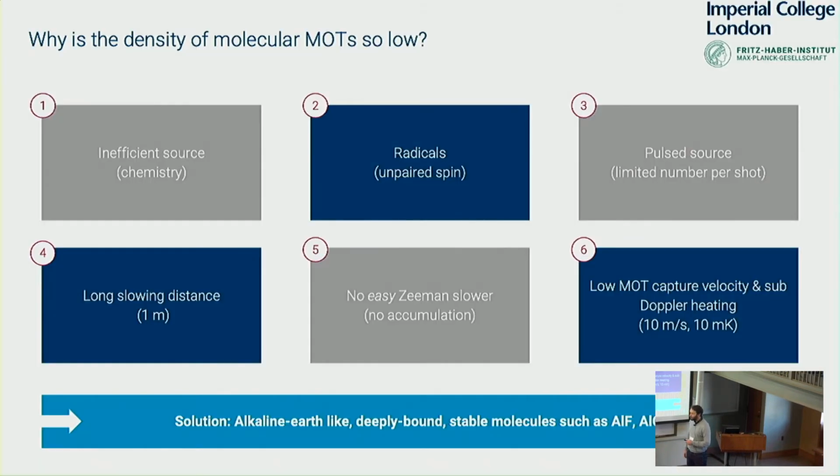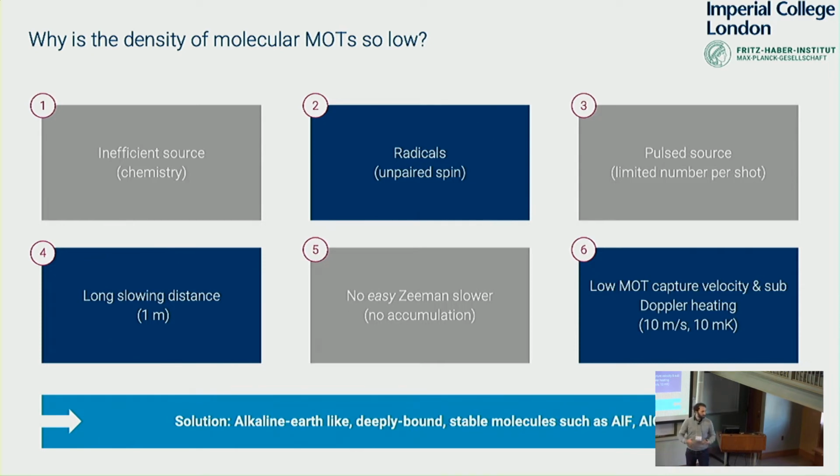And this was motivated by the fact that when I dealt with calcium fluoride at Imperial, before I moved to Berlin, we always struggled to get more molecules. You've already seen this in the previous talks. We want to have more molecules. We want to have higher densities. So why is the density of molecular MOTs so low compared to atomic MOTs? I think we've seen already that this is due to inefficient sources.